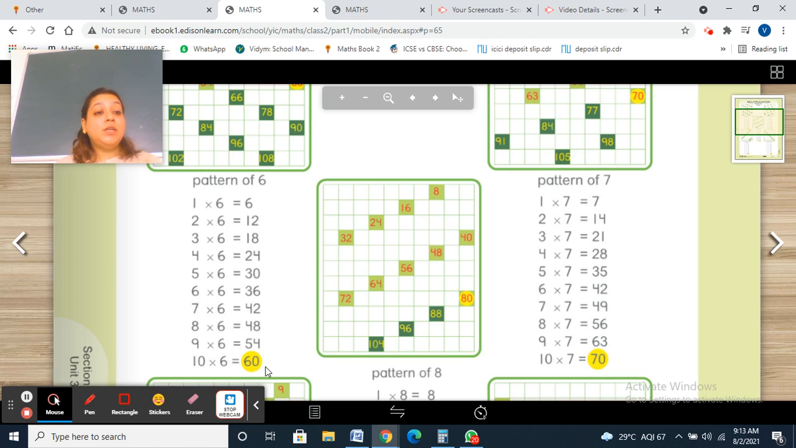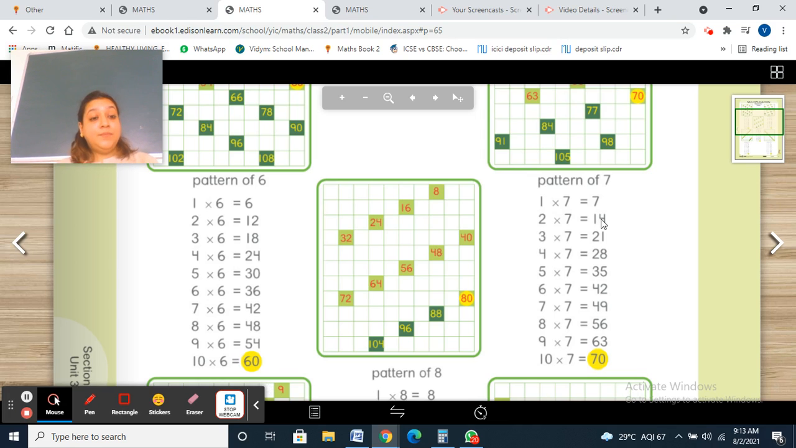So what is multiplication? When we are adding the same number again and again, that is known as multiplication. You are adding 6 plus 6, 12, 12 plus 6, 18, 18 plus 6, 24, 24 plus 6, 30, 30 plus 6, 36, 36 plus 6, 42, 42 plus 6, 48, 48 plus 6, 54, 54 plus 6, 60. So you're adding 6 again and again. So it's a table of 6.